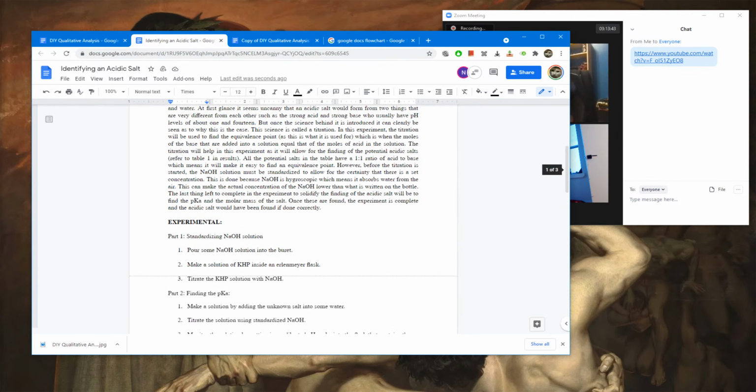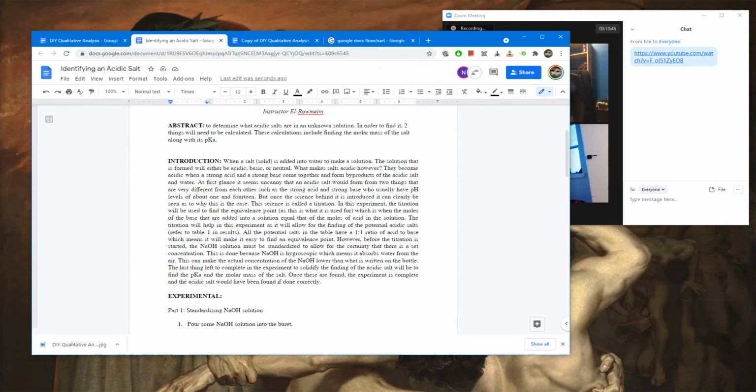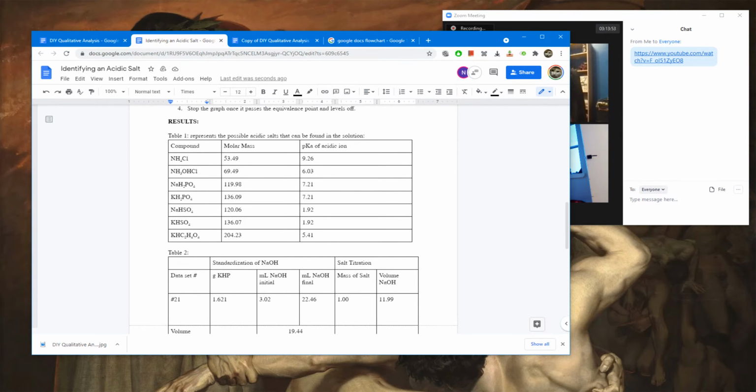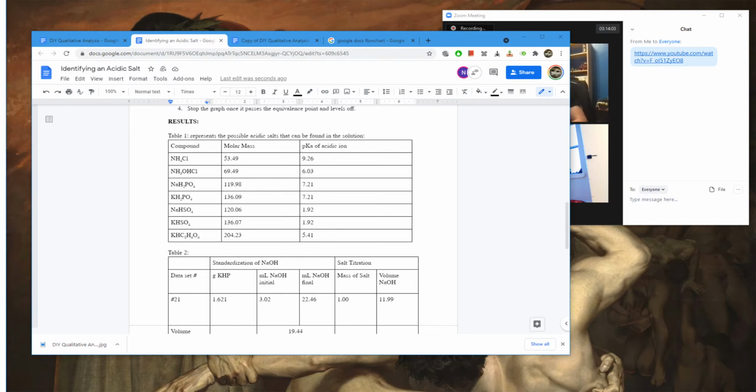Make a solution of KHP. What are they talking about with that? I wish I knew. Oh wait, okay, hold on. I think I know. KHP is what? Oh, it's just potassium hydrogen phthalate. It's the same thing. It's the thing all the way on the bottom.